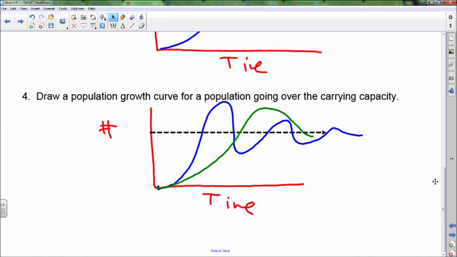Okay, and go back and look at your graphs. Remember, we need to make sure we label each axis so that we know what's going on there.